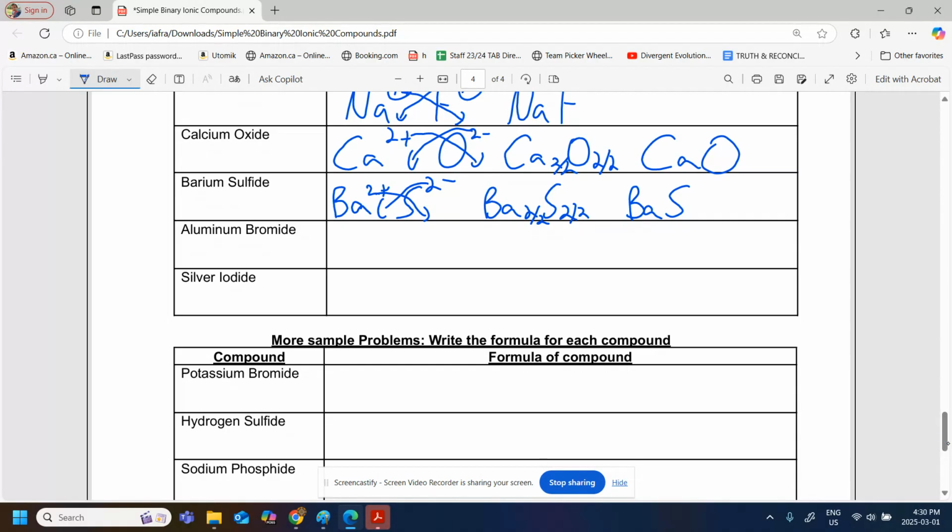For aluminum bromide, you had Al 3 plus from the periodic table, Br 1 minus. When you crisscross, the Al has a 1, so you don't have to write it down. The Br has 3. 1 aluminum, 3 bromides. Silver iodide, you maybe had to look for silver for a bit since you're not used to dealing with that one. Silver is Ag, Ag plus 1 or 1 plus. Iodide is 1 minus. When you crisscross, you'll notice they both have 1s. And so because they both have 1s, it's simply AgI.